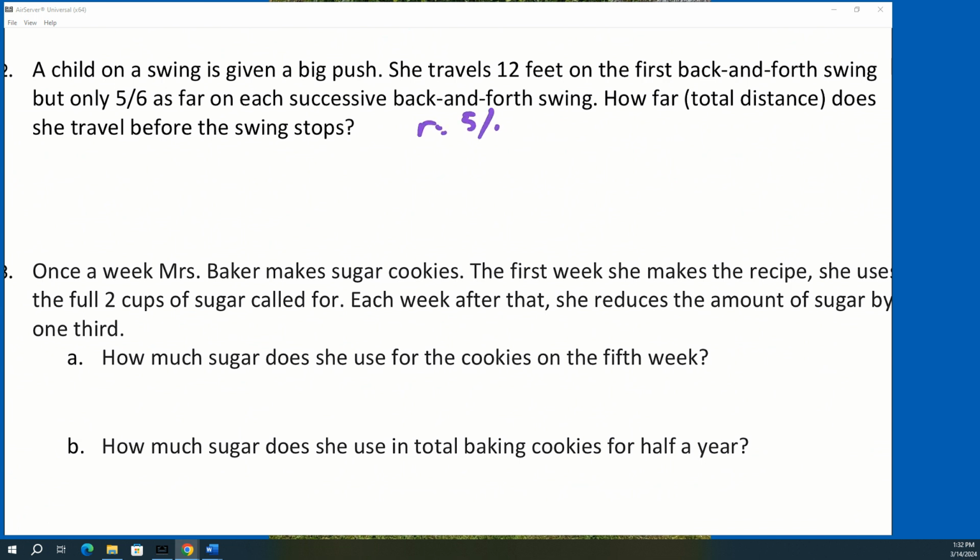Yeah, so when you're figuring this out, sometimes you have to ask yourself, r is going to be the amount of swing that remains, which is 5/6. All right, and then a sub 1 is going to be the first swing, so it's 12 over 1 minus 5/6, which is going to be 72 feet.